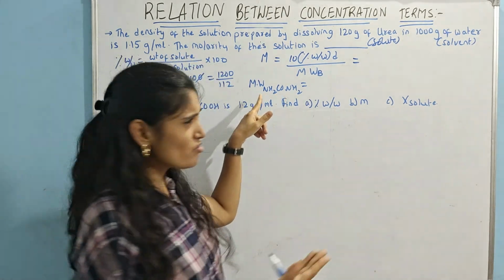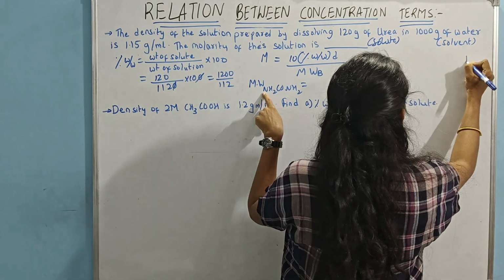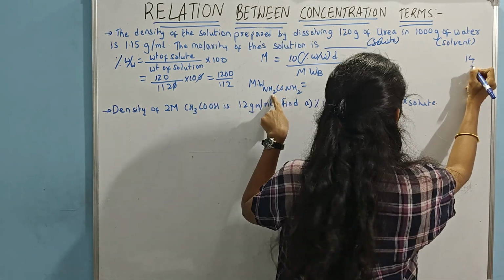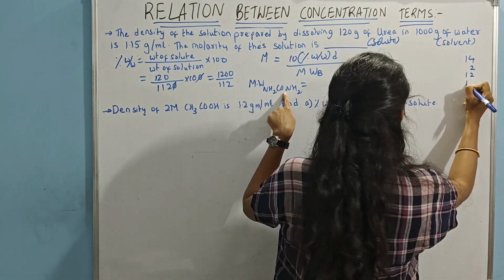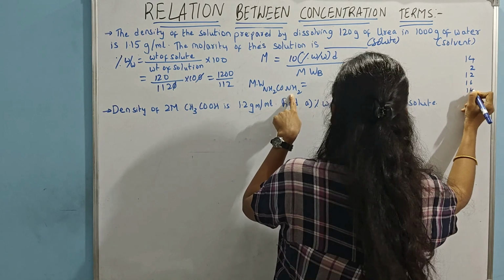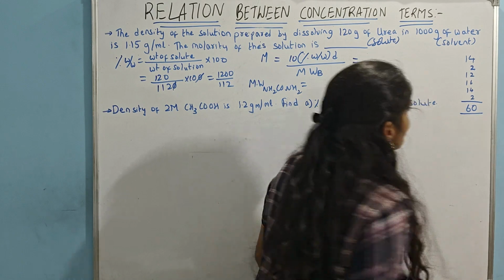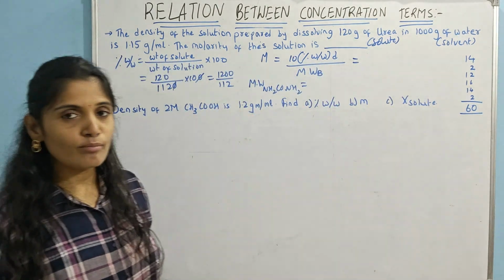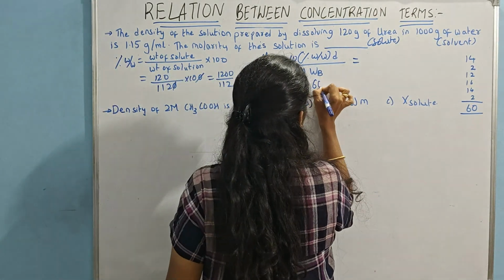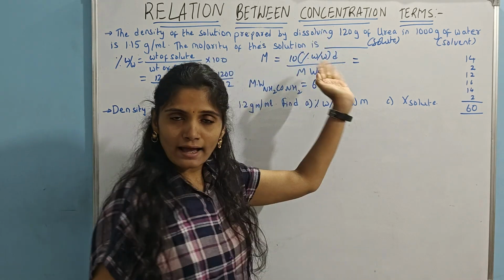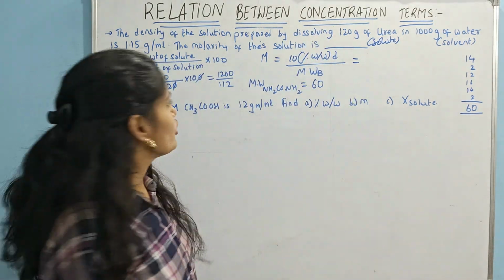It will be 60, but still I will calculate and show you. Nitrogen is 14, 2 hydrogens it is 2, carbon is 12, oxygen is 16, nitrogen is 14, 2 hydrogens it is 2. If you calculate and check, it will come to 60. So the molecular weight of urea is equal to 60. Now I have all the data with me, so let me start substituting them.